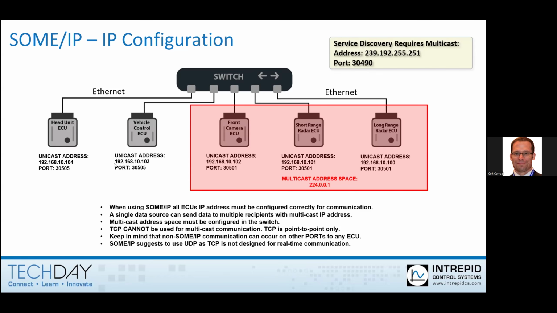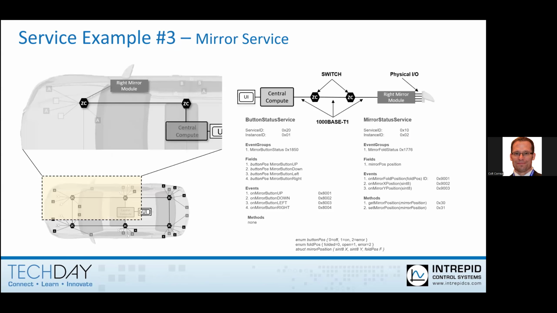But to note, every ECU needs its own unique IP address, and there has to be a port associated with that so that you can have point-to-point or unicast communication between ECUs once you offer or subscribe to a service. Okay, so let's go through our example here, and hopefully everything comes together.